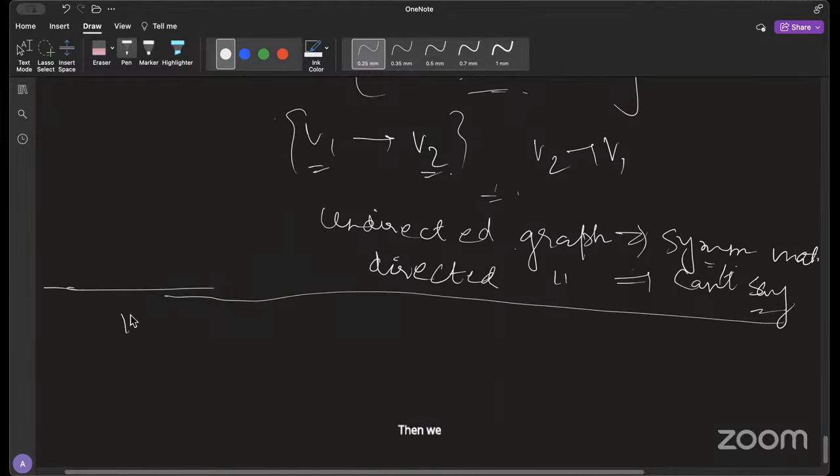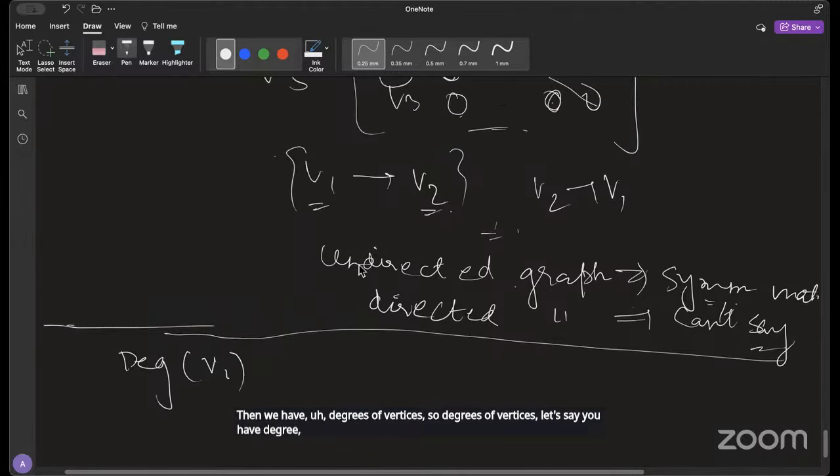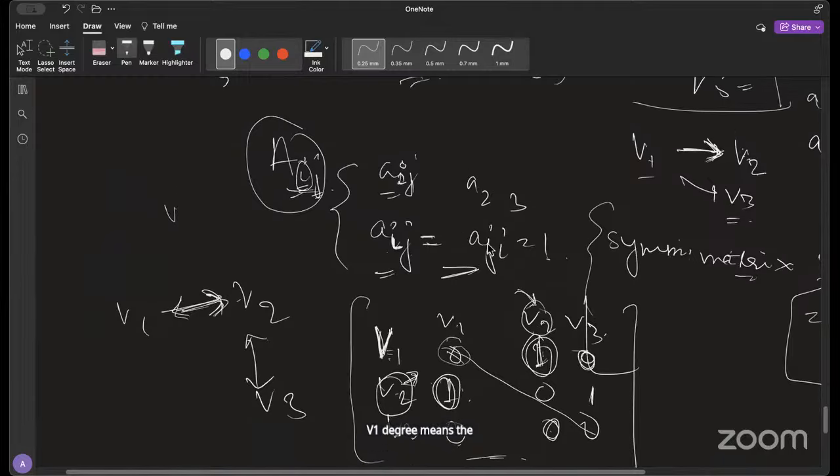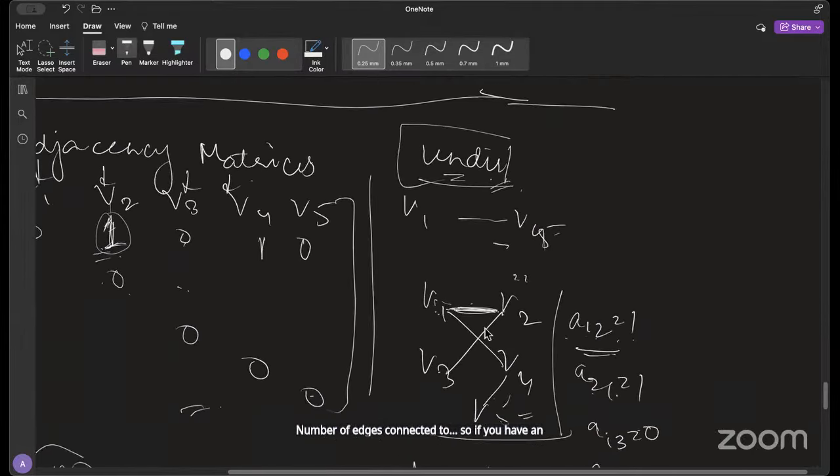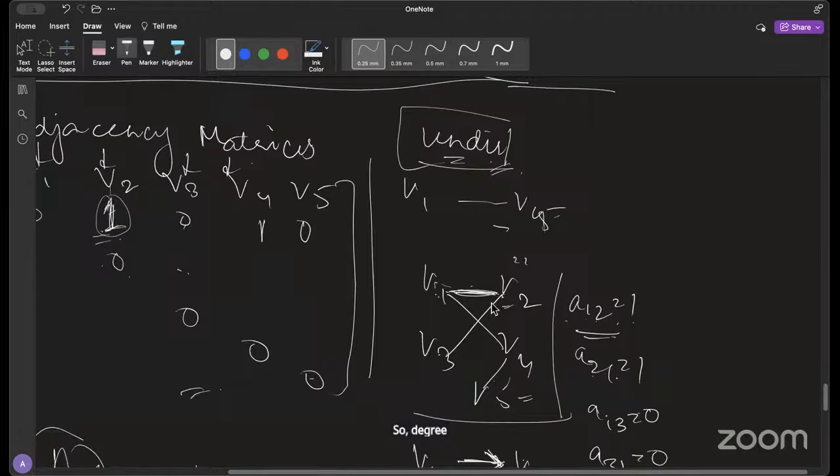Then we have degrees of vertices. So degrees of vertices, let's say you have degree V1. Degree means the number of edges connected to it. So if you have an undirected graph like this one, degree of a vertex means the number of edges that are connected to this vertex. So here the degree of V2 should be 2 because there are two edges directly associated to V2, right? And then the degree of V1 should be 2. Degree of V2 should again be 2. Degree of V4 should be 2. Degree of V5 and V3 is 1.